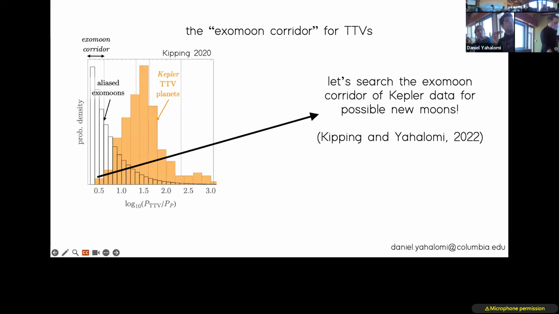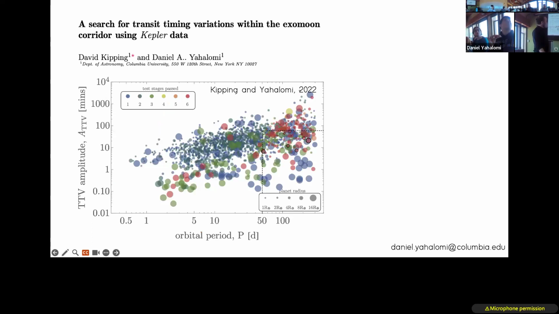Okay, so then in 2022, we did a search of the exomoon corridor in the Kepler TTVs to see if we could find any possible new moons. So we took some 2,000 systems in this Holczer 2016 catalog, which sampled all of the Kepler planets that had at least 6 transits and looked for anything that had a periodic transit timing variation.